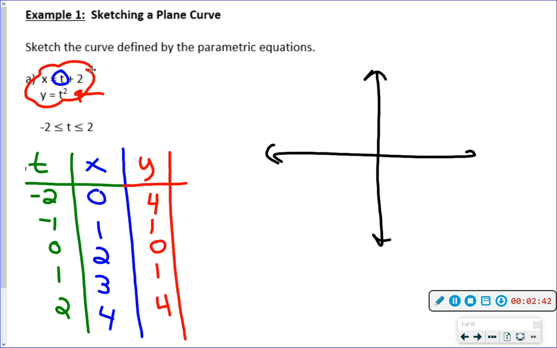Okay. Now, when we plot points, I'm looking at my numbers here, and I'm like, well, we go up to 4. It's nothing too crazy. They're all positive. So I'm going to just throw a few tick marks on here. Just enough to kind of cover it.